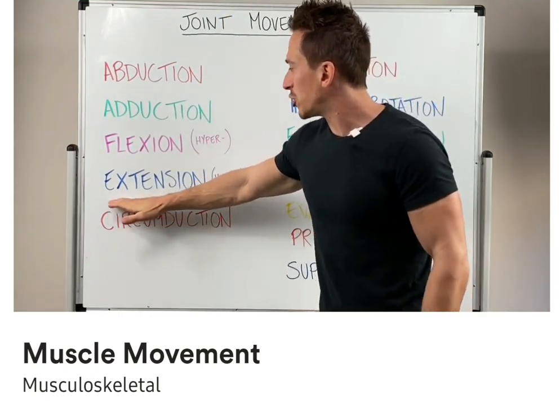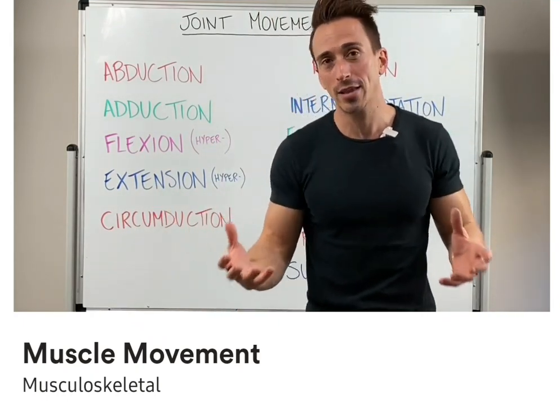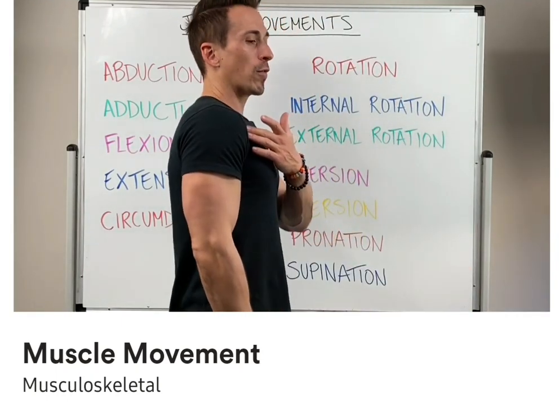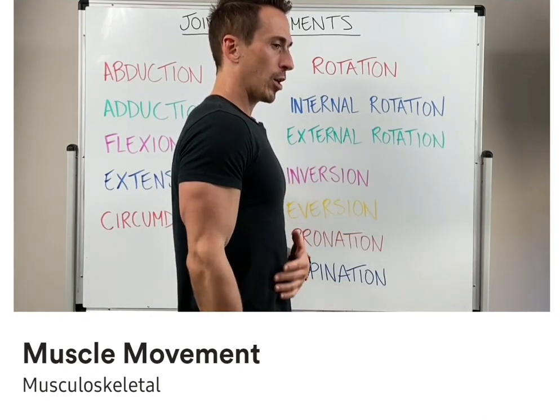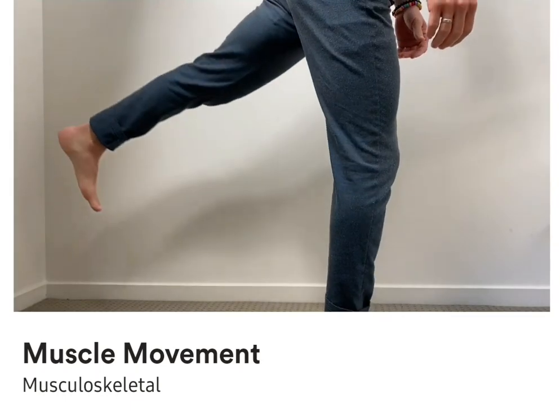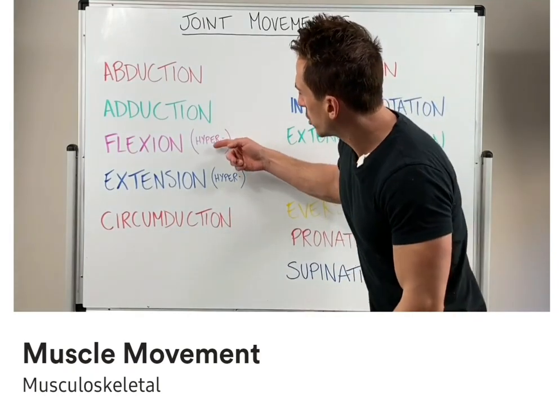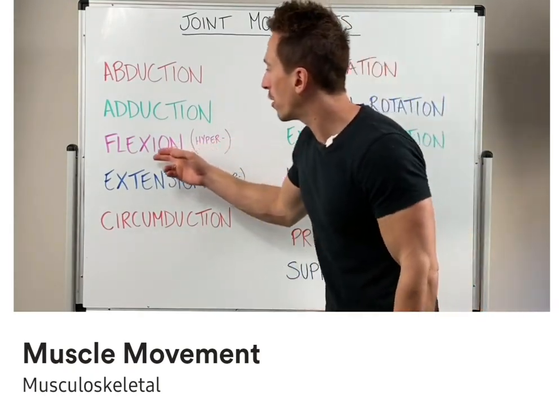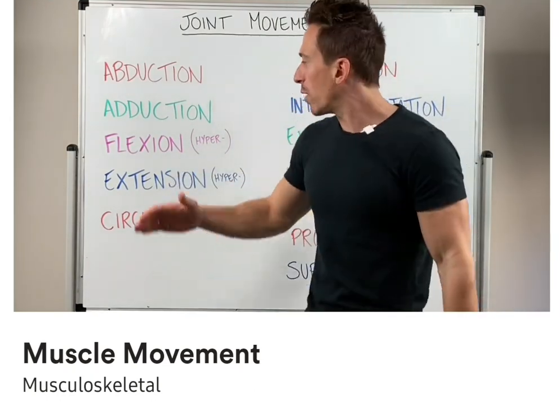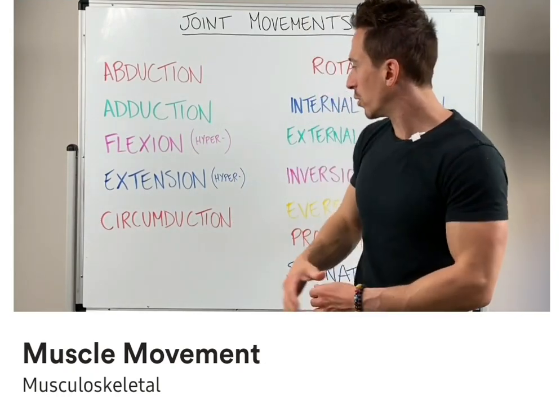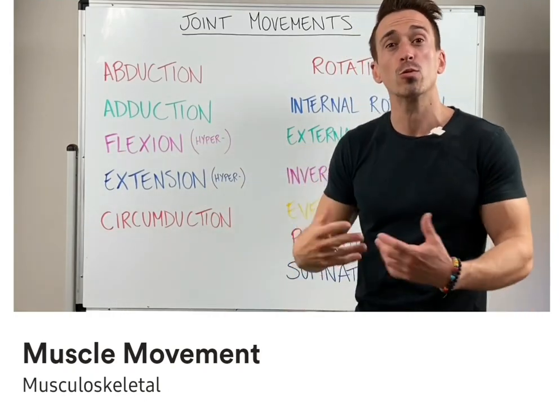Then we can look at extension. So again, generally extension is increasing or maximizing the angle at the joint. So let's go through those joints again. We've got shoulder extension. We've got elbow extension. We've got hip extension. And we've got knee extension. You can see that I've put the prefix hyper there. So you can have hyperflexion and hyperextension. And this is simply highlighting the fact that when you flex beyond that joint angle and when you extend beyond that joint angle, that's what we're referring to as hyperflexion and hyperextension respectively.